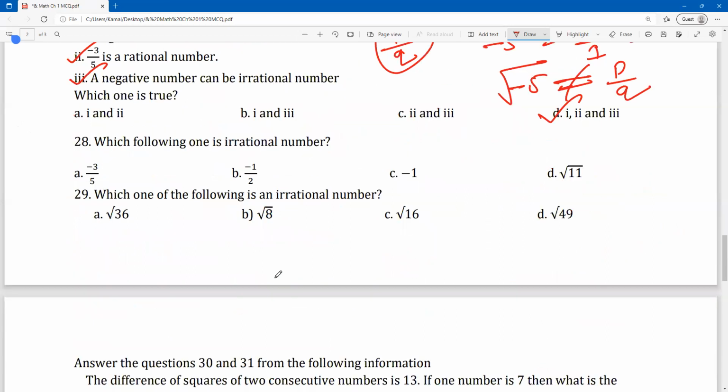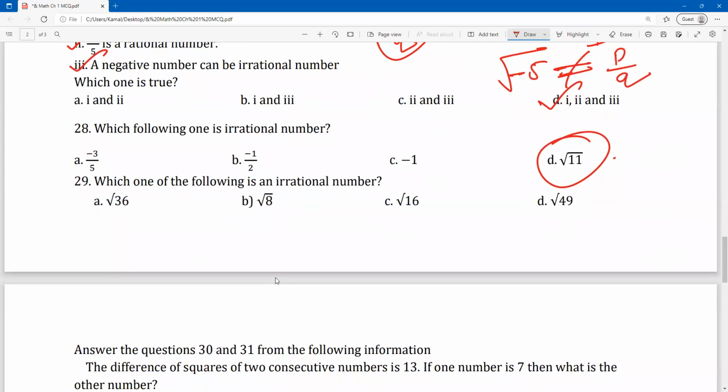Okay, now the next question. Which of the following is the irrational number? Definitely a negative number may be rational. This is only the irrational number. So according to the question, the correct answer is only D, the irrational number. Which of the following is an irrational number? There will be 4, there will be 4 root over 2, there will be 6, and there will be 7. So this is the only irrational number.